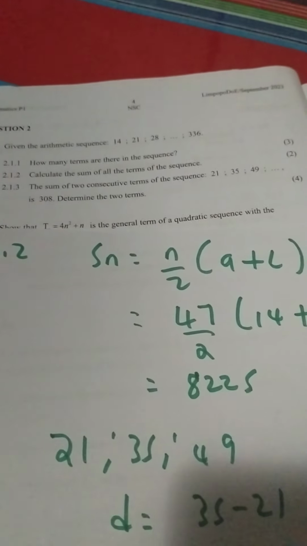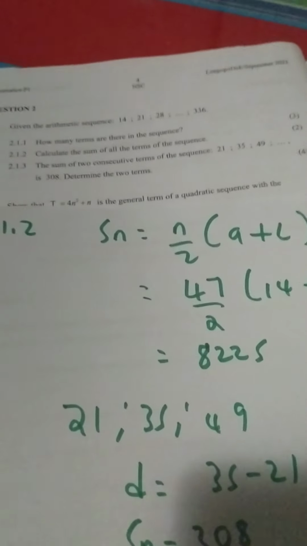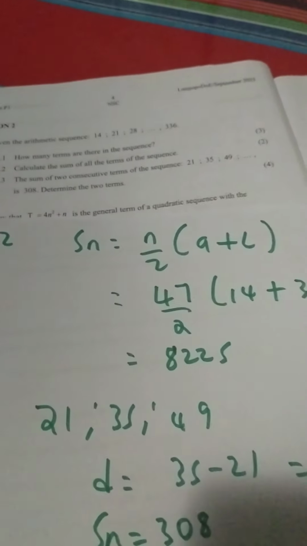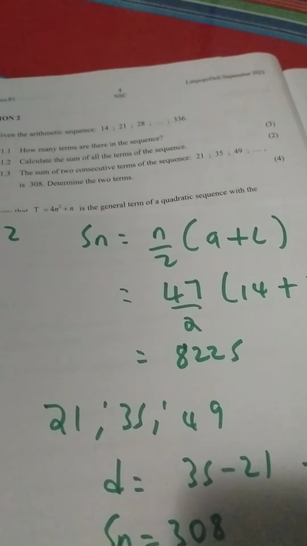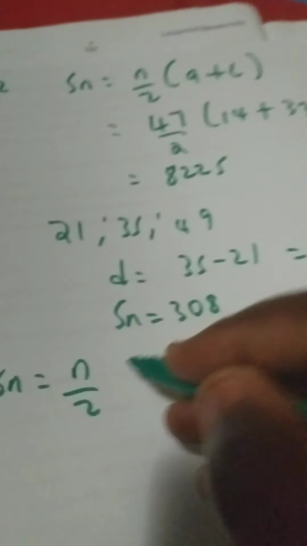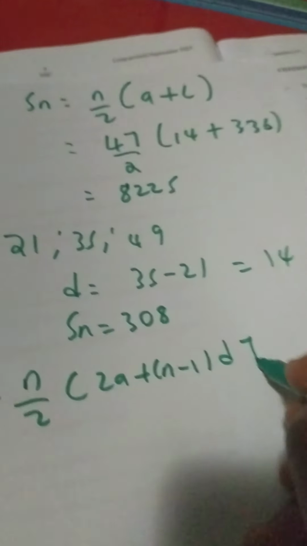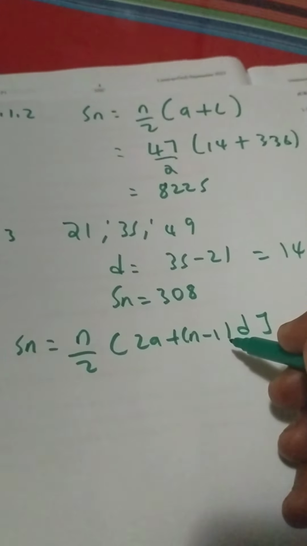Okay, Sn is 308. So normally take out whatever they give you. So sum is 308. Okay, so now we check. I don't have the last term here, so I can't use the formula for the last term. So I need to go and use the other one. n over 2 times 2a plus n minus 1 d, no? Because I can't have the last term, so I'm going to use this one.